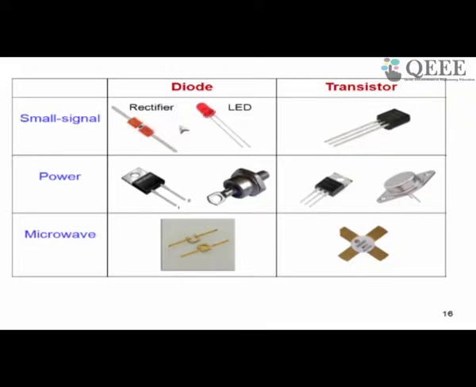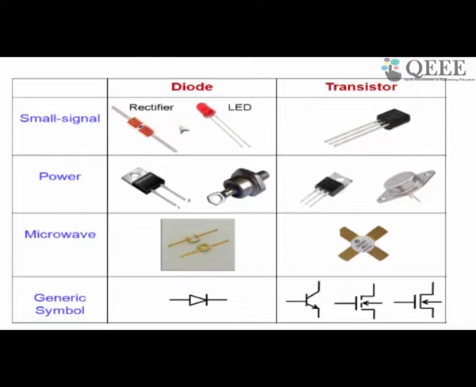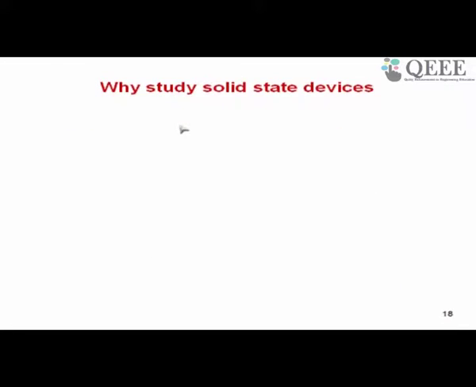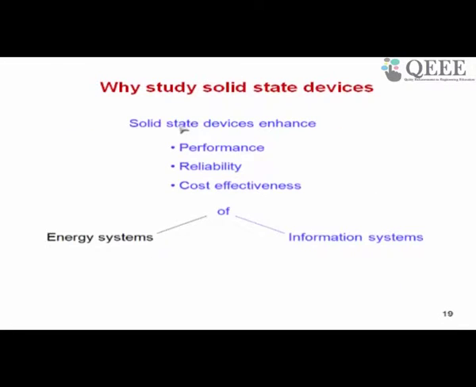Then we saw microwave devices. The packages of these devices are different from those of other devices. They ensure that parasitic capacitances and inductances are very, very small. Then we considered the symbols of diodes and transistors. We explained that we study solid state devices because solid state devices are all around us. They enhance performance, reliability and cost effectiveness of energy systems and information systems.